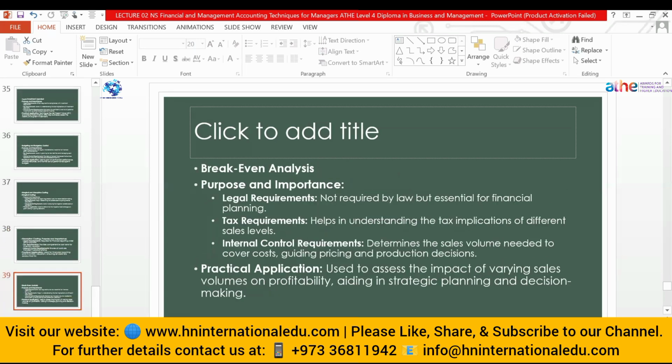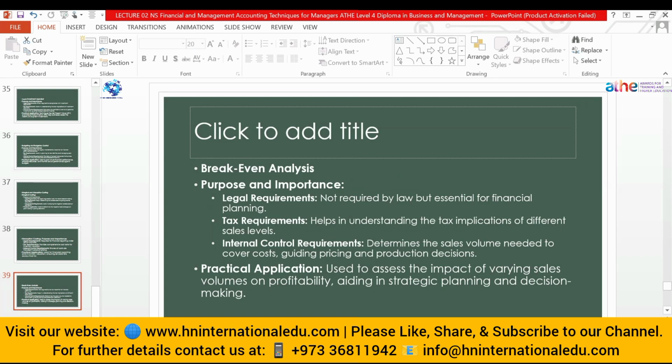Break-even analysis, not required by law but essential for financial planning. When we do the planning, we have to talk about the break-even analysis, in which everything gets balanced. It helps in understanding the tax implications of the different sales levels. If you're having lots of sales, the number is quite high, or even gaining the normal profit, then you are liable to pay more tax.